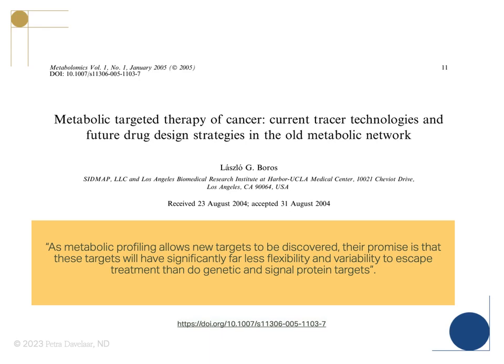In his 2005 metabolomics paper, Boros wrote, "As metabolic profiling allows new targets to be discovered, their promise is that these targets will have significantly far less flexibility and variability to escape treatment than do genetic and signal protein targets." This statement was prescient, as gene mutations and pathways diversions indeed cause widespread drug resistance. Genes always mutate. Pathways can divert.